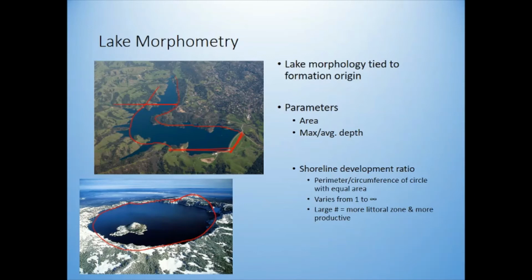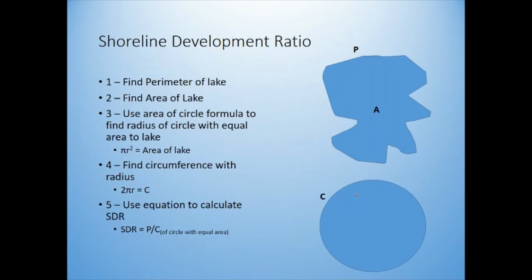Okay, think about, well, hang on. What this ratio does, it varies from 1 to infinity. It's not going to be infinity, but theoretically it can be. And what happens is, think about a lake that's essentially pretty circular. Okay, well, right here.